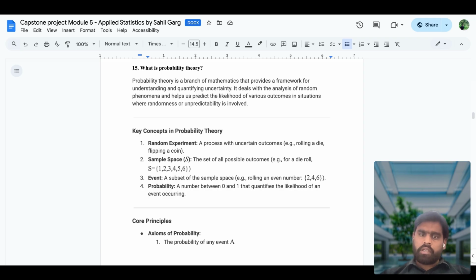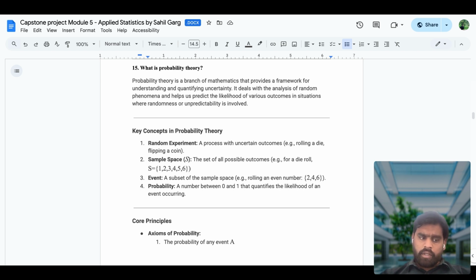So the key concepts in probability theory, we can sort them in four ways. First is the random experiment. So we take any random experiment, like rolling a die, flipping a coin, or taking a card out of a card pack. So that is a random experiment.